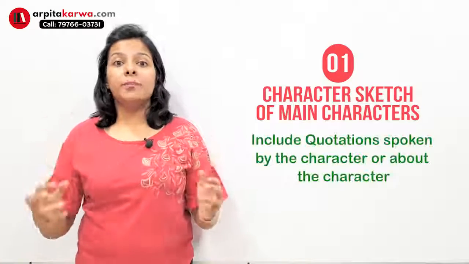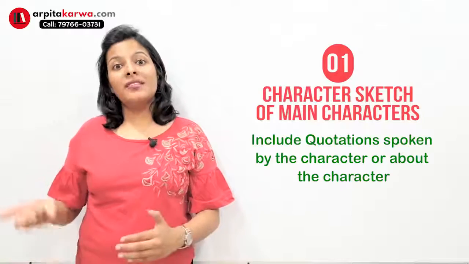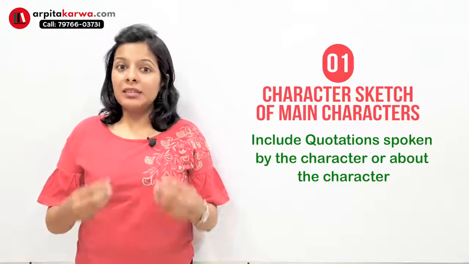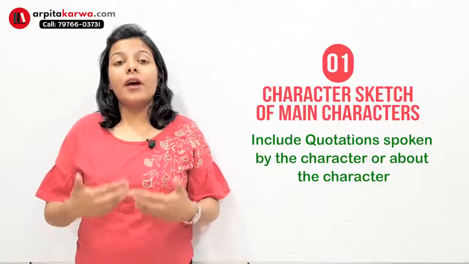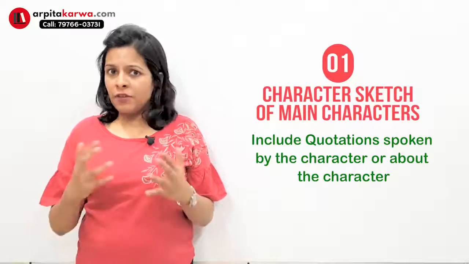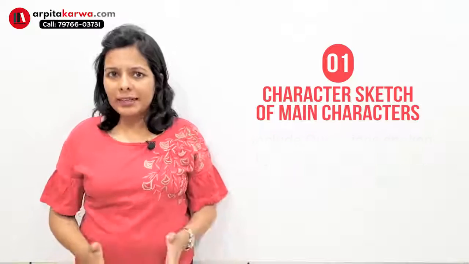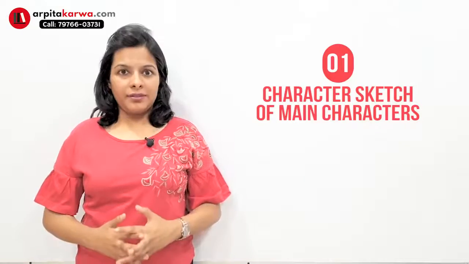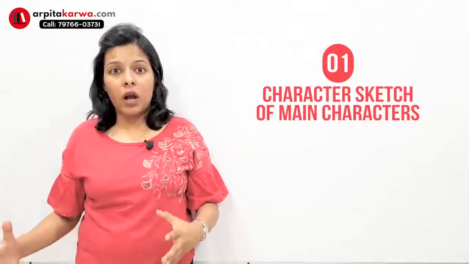Also, make sure that you include a lot of important quotations either said by the character or said for the character, because these important quotations are going to tell the examiner that you have actually read the text. Even if you've not read the text, you can just Google the important quotations, get a list and put that in your answer. So by using this particular method, you can actually write a 6 to 7 page long answer on a character sketch.